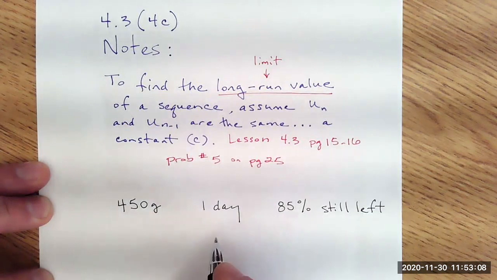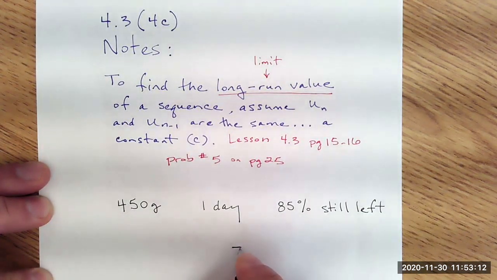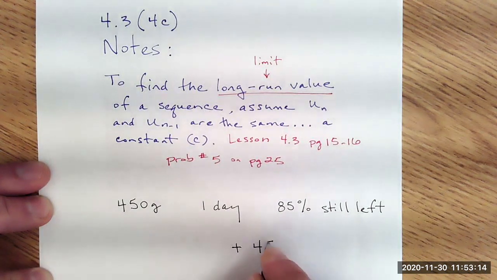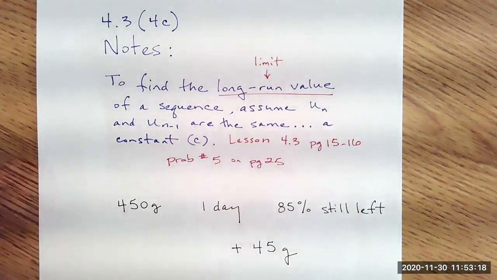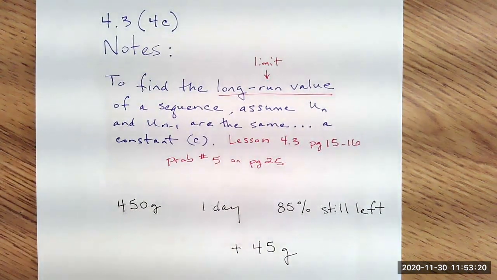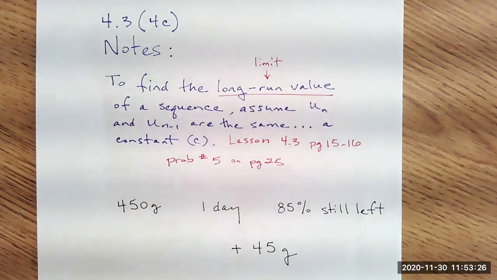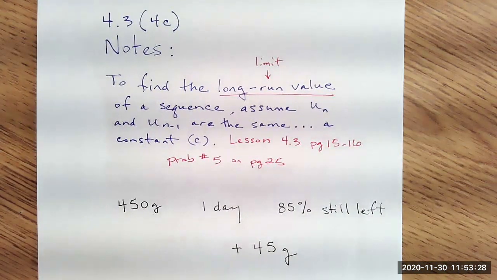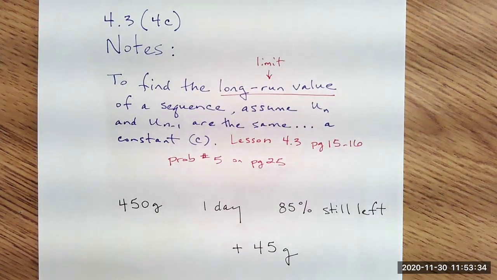But if every day after that initial shock, I add 45 grams, then at some point it's going to level off. Instead of approaching zero, the situation is going to cause the chlorine to dissipate. It's going to lose 15% per day, but at the same time, you're adding back chlorine. So take a look at that problem.